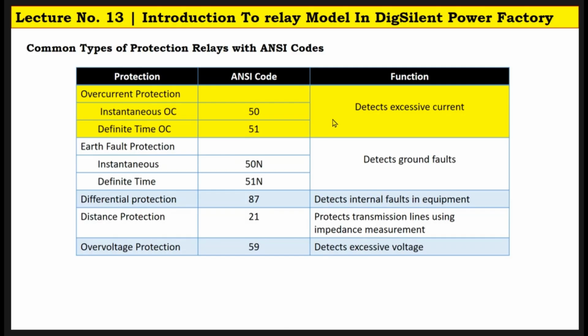Overcurrent protection detects excessive current and detects fault currents. Differential protection detects internal faults in the equipment; this is the equipment protection level. Distance protection is used for transmission line protection, using impedance measurement, where the impedance is measured. And 59 detects excessive voltage.